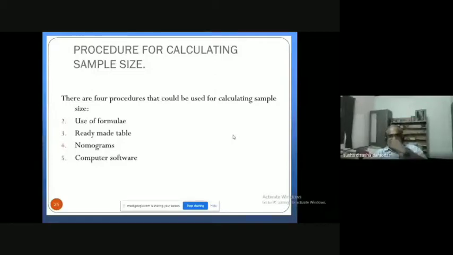Ready-made tables, nomograms. This is a very important method for fixation of sample size, especially in diagnostic research in the medical field. And some of the computer softwares, the latest versions of some of the computer softwares like SPSS, Stata, Minitab, such softwares have an option to determine the optimal sample size. But in my personal experience, and also some of the best academicians and statisticians suggest some very good formula for the fixation of optimal sample size.